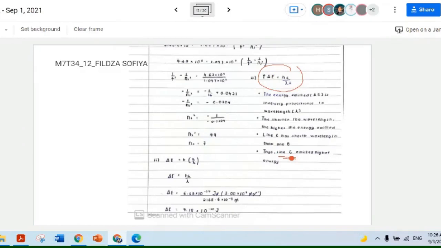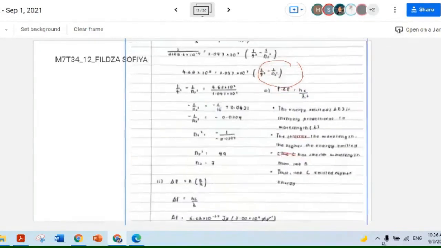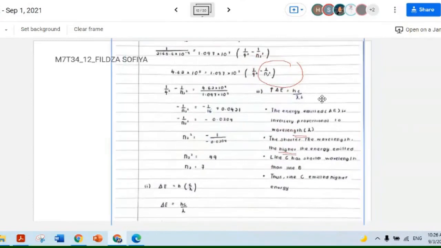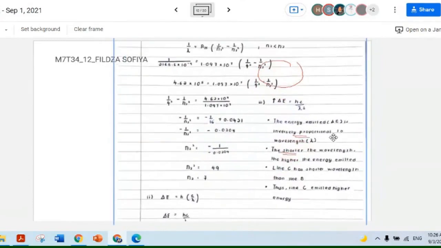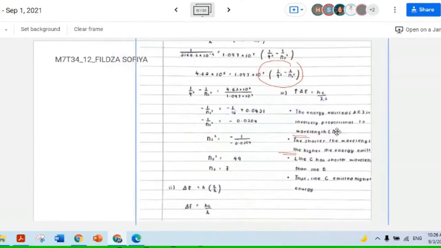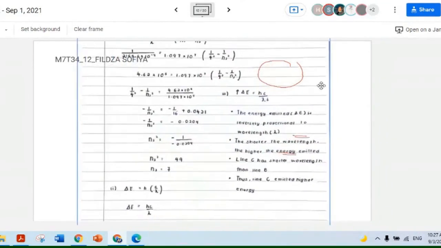And then shortest wavelength, did you mention? Yes, line C has the shortest wavelength compared to line B. Line C emitted higher energy compared to line B. Okay, good. So this one is the answer. Please jot down the answer, everyone. Madam, please enlarge it a bit more. This is the explanation. Now we proceed with question number 13. Next.